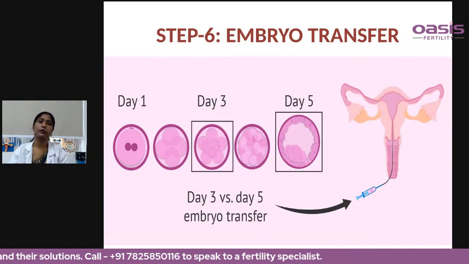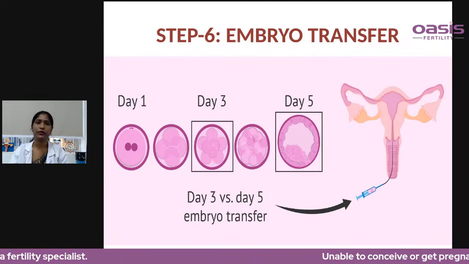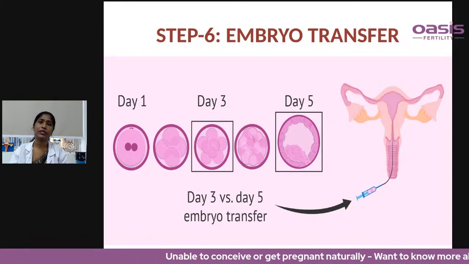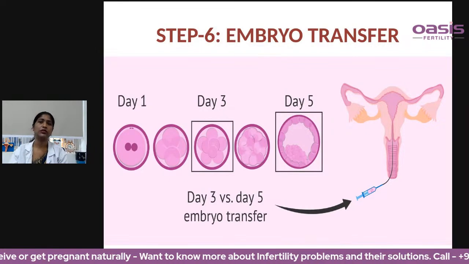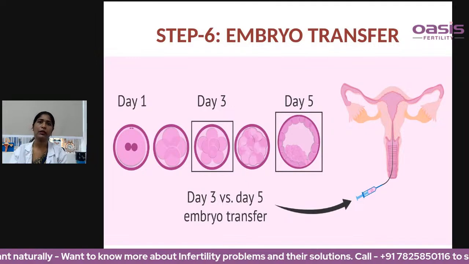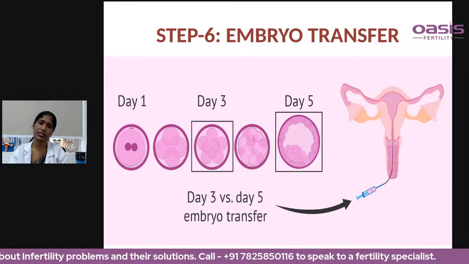Previously, most of the time the embryo transfer used to be done using day 3 embryos. But because the labs are now more advanced and we are able to grow the embryos for a longer time, as I mentioned, most of the time we now prefer to grow the embryos till the day 5 stage. So nowadays we are doing day 5 blastocyst embryo transfer. Blastocyst embryos have more potential to give pregnancy than a day 3 embryo transfer.